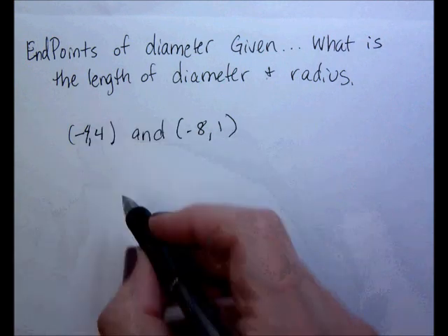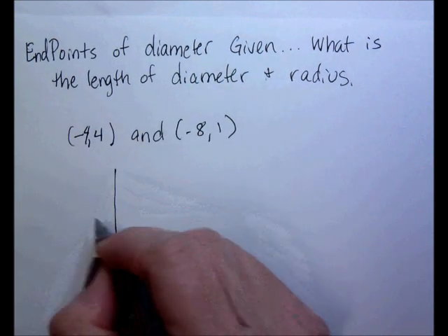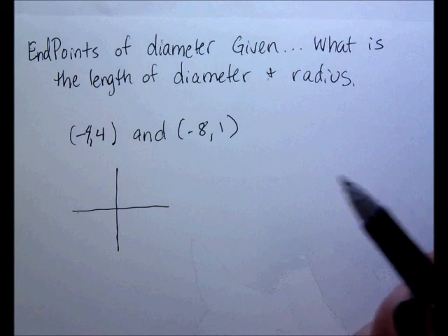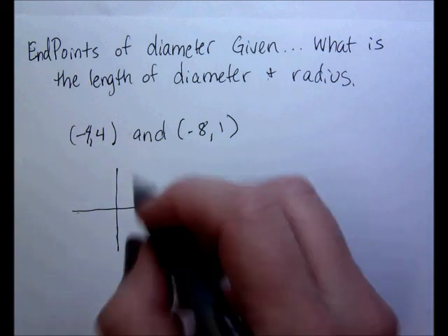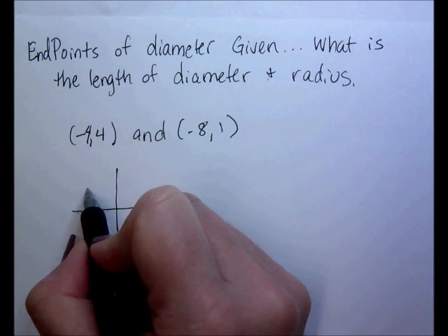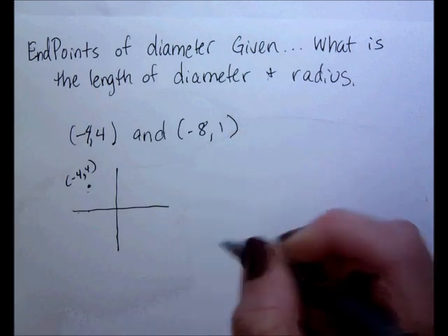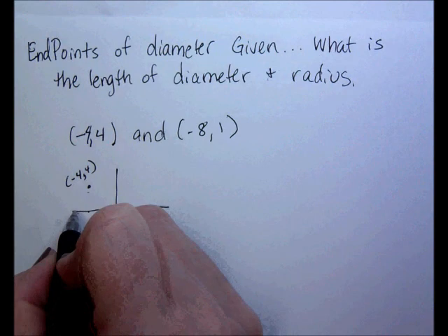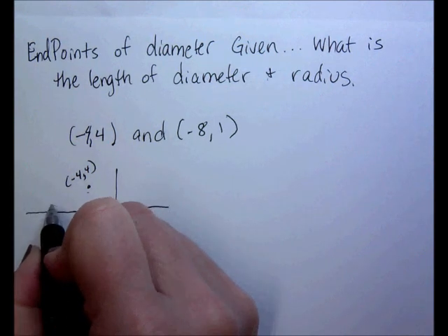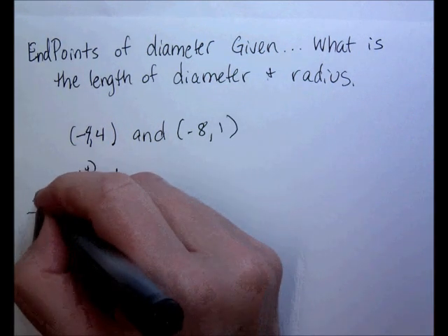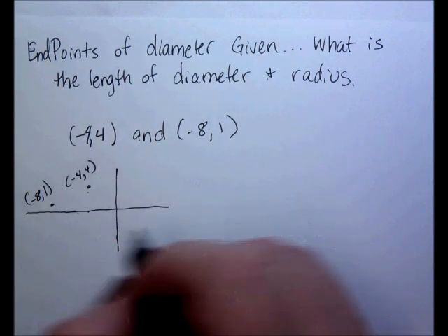With this, I'm just going to draw a very crude diagram of the coordinate plane. I know that (-4, 4) is going to be somewhere around here, in the second quadrant. And then my other point, (-8, 1), will be somewhere around here.